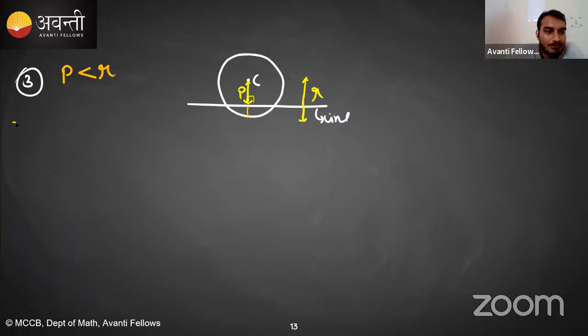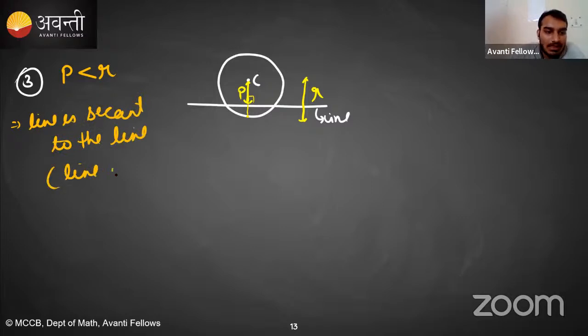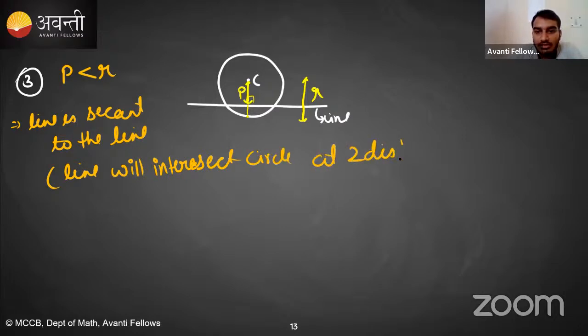So in that case, the line is a secant to the circle. Or you can say that the line will intersect the circle at two distinct points. Okay, is that clear?